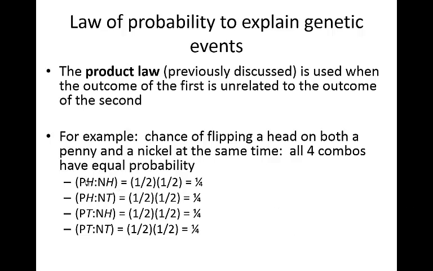You could flip a heads on the penny and a heads on the nickel. This would be a 1/2 chance times 1/2 chance. You multiply those together and that would give you a 1 in 4 chance, or 25% chance. You could flip a heads on the penny and a tail on the nickel. You could flip a tail on the penny and a head on the nickel. Or you could flip tails on both. And if you do the math for these, what you can see is that all four combinations have a 1 in 4, or 25% probability. That's equal probability.